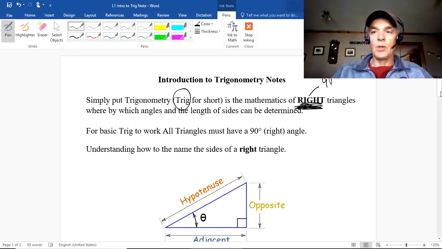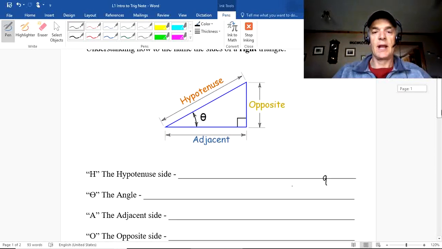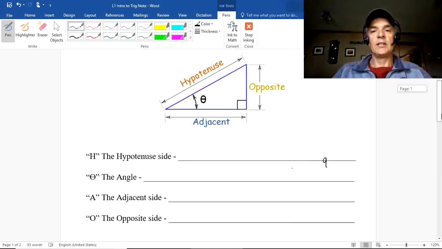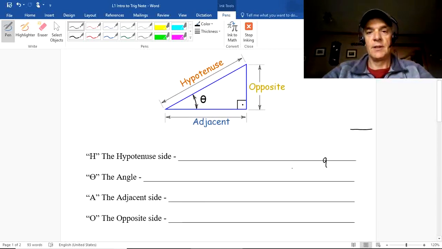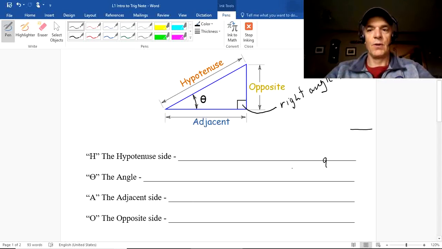So we're going to scroll down and look at this diagram of a right triangle. We know it's a right triangle because of this little symbol right here, which tells us it's a right angle. And sometimes instead of the word angle, I use this symbol. If you see me use this symbol, that's just a symbol for angle.